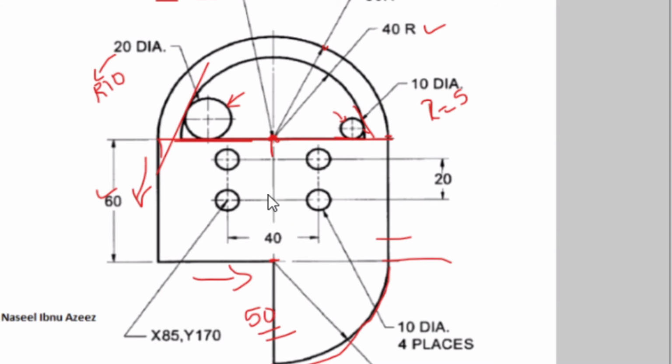So here, as you know, to draw the circle, we need two pieces of information: the center and the diameter. The center of these 4 circles, if you take the easiest circle, will be this. Why? Because the center of the circle is already given: x coordinate 85, y coordinate 170. So it's easy. And the diameter of these 4 circles is given and specifically mentioned the same in 4 places.